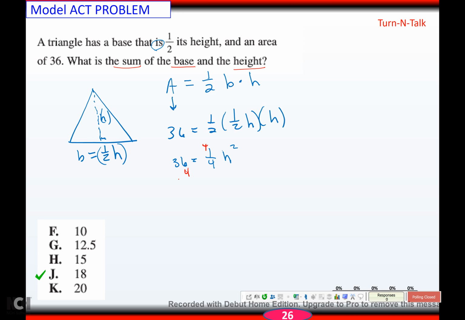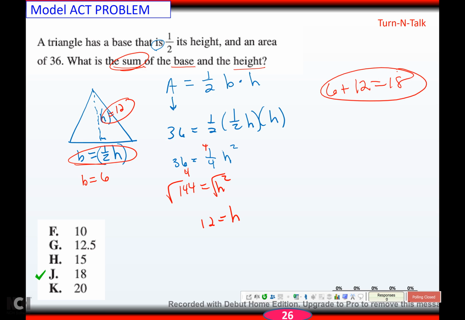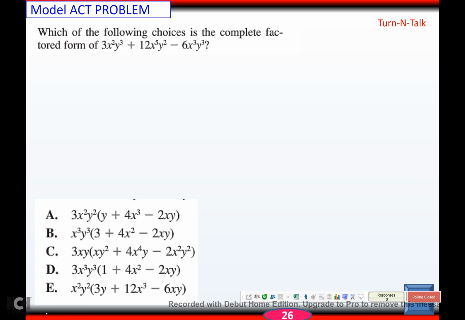So if I multiply by 4, I just did that, 24, there's 144 equals height squared, square root, and I get my height is equal to 12. Well, if my height is 12, my base is half of that, so my base is 6, and they want the sum of my base, which is 6, and my height, which is 12, which is 18. Sorry about that. Okay. Alright, try this one, hit pause, come back when you're ready.